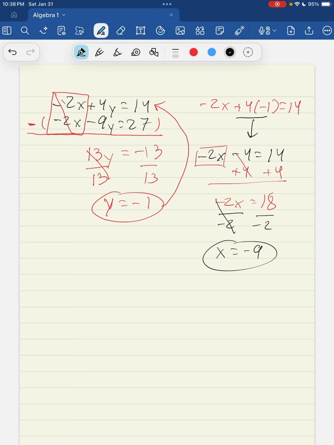Boom! That's it. Last step, we're going to put our x, y, and x is negative 9, y is negative 1. There we go. All right, that's what we got for subtraction. And tomorrow we're going to be talking about when to multiply.